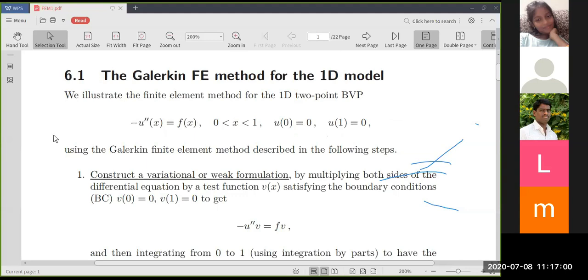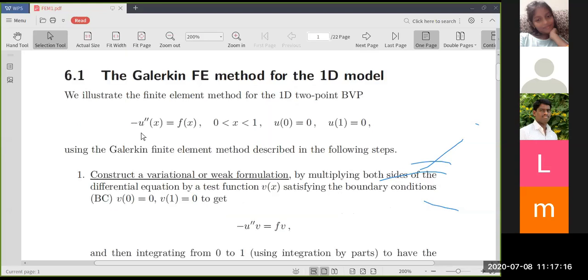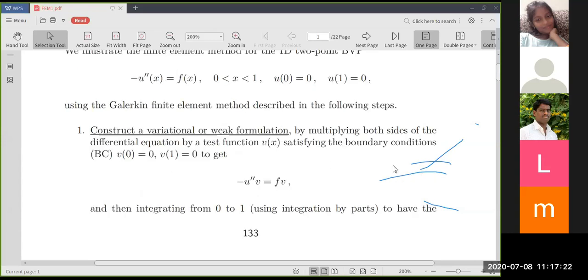So consider, what do we do? First step: assume a smooth test function v of x, satisfying the boundary conditions v of 0 equal to 0, v of 1 equal to 0. Multiply this differential equation on both sides by the function v. So you get minus u double dash v equal to f into v, with v of 0 equal to 0, v of 1 equal to 0.